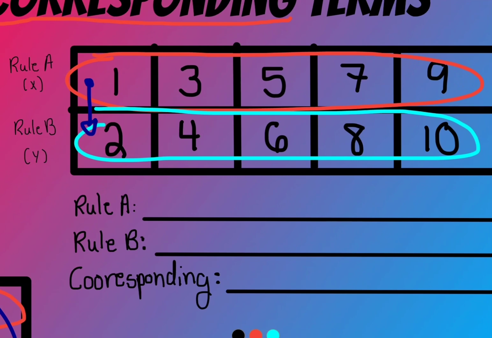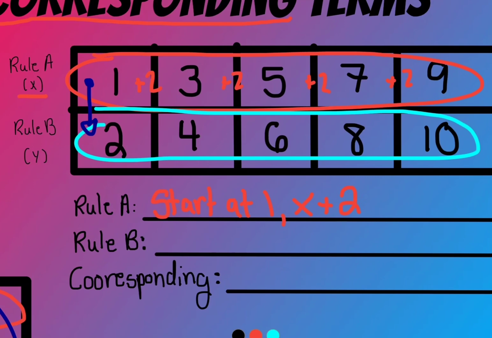Okay, from here to here, my numbers are going up. 1 times 3 is 3, but 3 times 3 is not 5. Times won't work. Let's try addition. 1 plus 2 is 3. 3 plus 2 is 5. 5 plus 2 is 7, and 7 plus 2 is 9. So I figured out my rule A. It is start at 1, and my x numbers are going to increase by 2 each time.